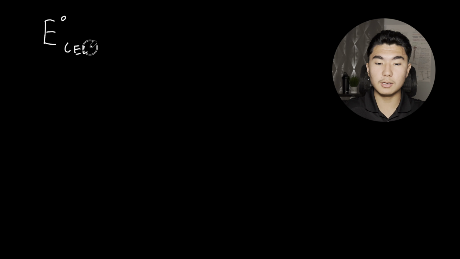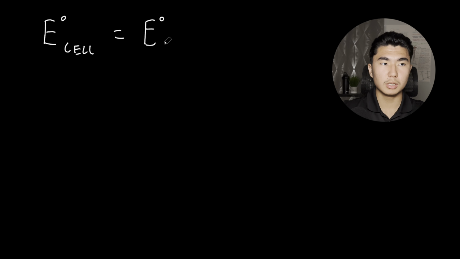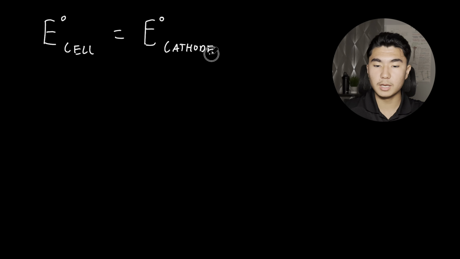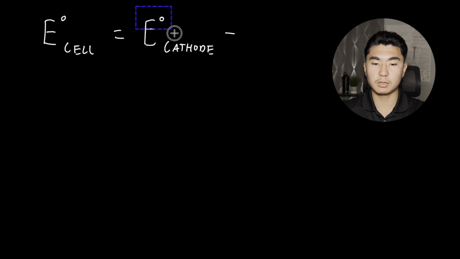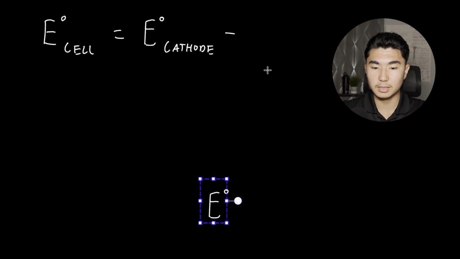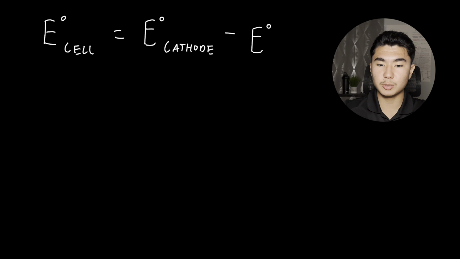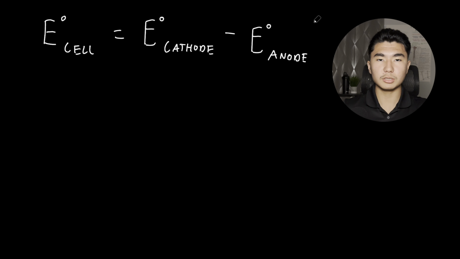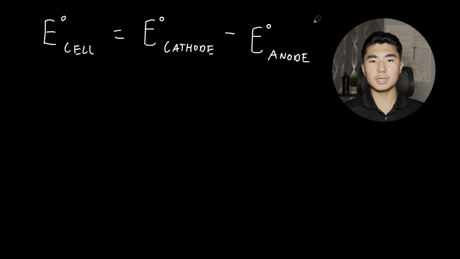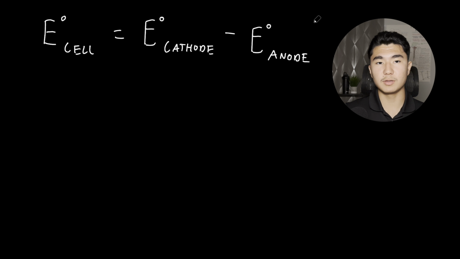because the only equation you need to know is that the standard reduction potential of the cell equals the standard reduction potential of the cathode minus the standard reduction potential of the anode. That's pretty simple. You just need to know this equation to solve those questions. But there are a couple things you need to know in order to solve some of these questions.